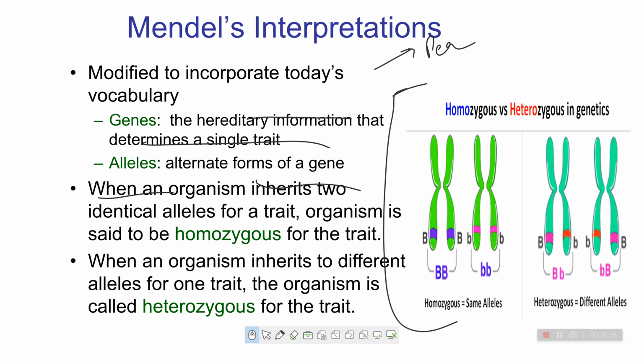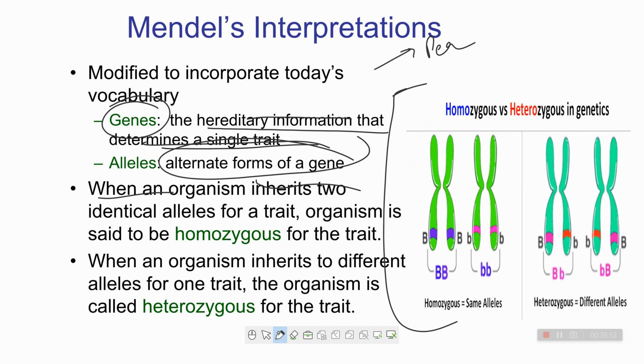Second, modify to incorporate today's vocabulary like genes and alleles, because Mendel called the gene a factor at that time, right? That factor is a substance that transfers the information from generation to generation. Nowadays, that factor is called a gene, the hereditary information that determines a single trait.